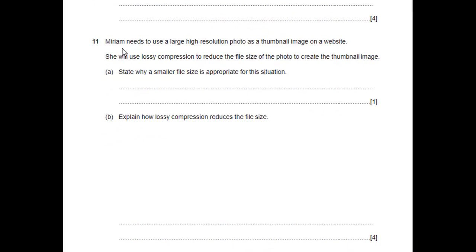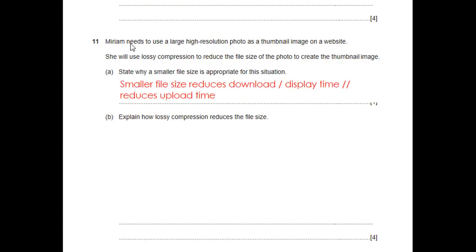Now we're going to look at a file compression question, where Miriam wants to use a large high-resolution photo as a small thumbnail preview. And then we need to decide on why a smaller file would be appropriate in this situation. So we want a smaller file because it'd be easier to download. If it's a preview, it would load up a lot quicker. So it would speed things up.